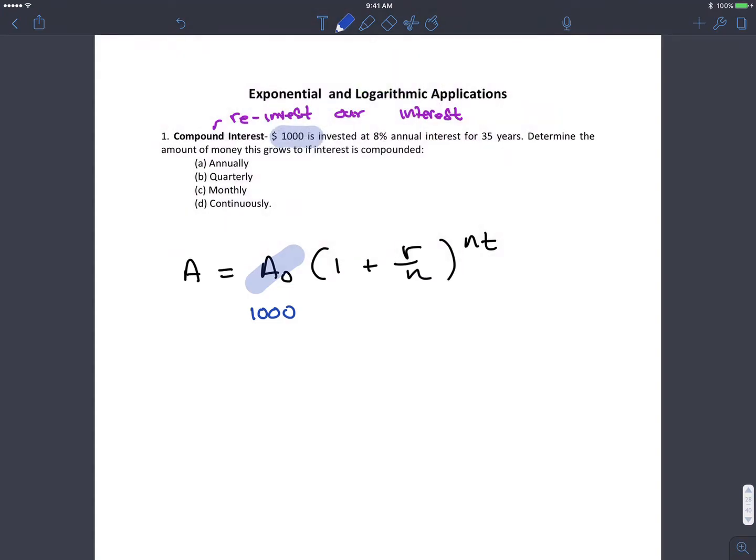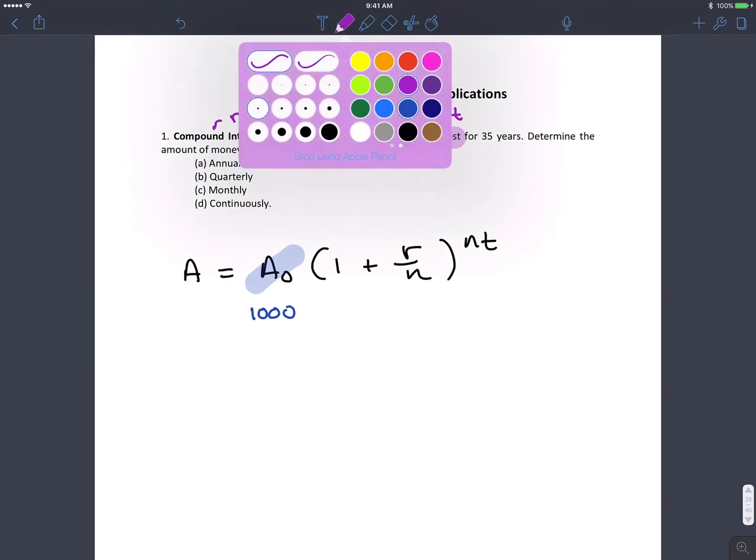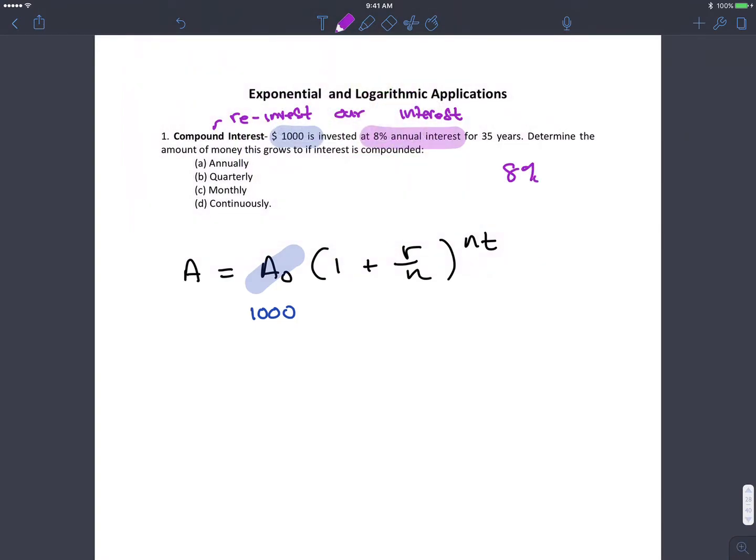And then we notice that if we read further, it's invested at an interest rate of 8%. And that's an 8% annual interest rate. So we always use here the decimal representation of 8%, which is 0.08. And this is going to go here. This is our R value. So R is 0.08.